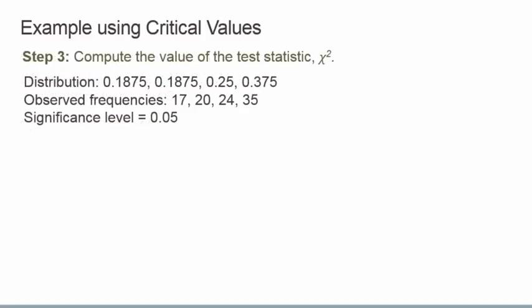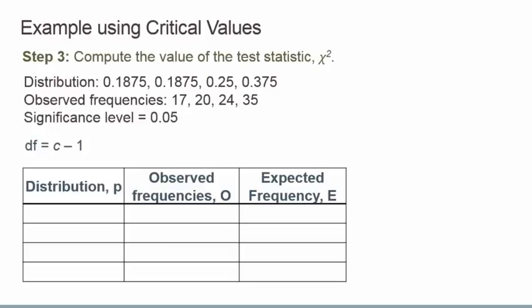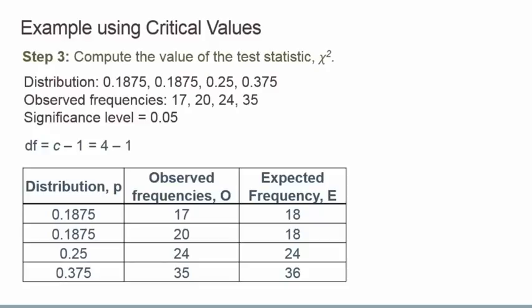Step 3. Compute the value of the test statistic chi-squared. First, I need to know my degrees of freedom, which is C minus 1. I need to start with a table that has my distribution, P, my observed frequencies, O, and my expected frequency, E. The distribution and observed frequencies were given in the original problem, and we just found E by multiplying N times P. We have 4 possible values for the variable, so 4 minus 1 is 3. My degrees of freedom is 3.